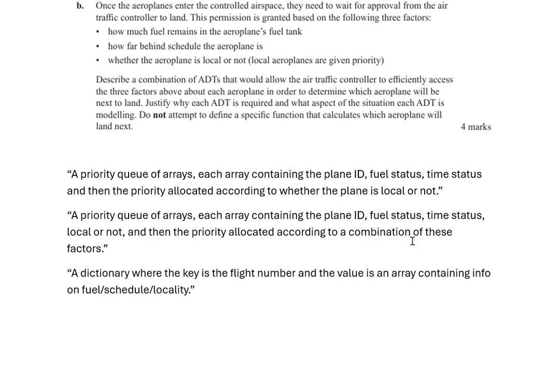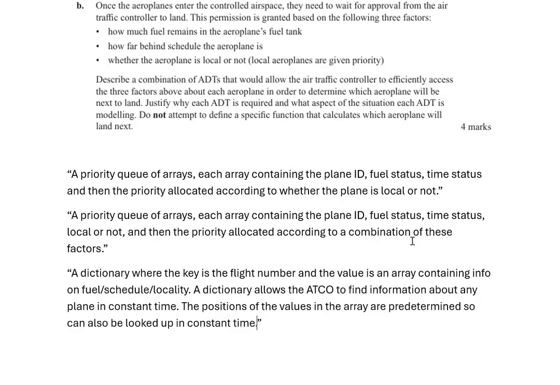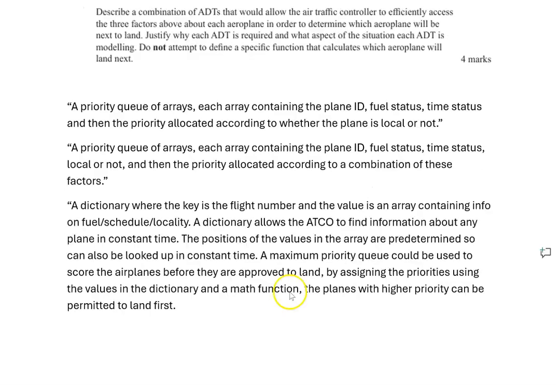However, we haven't justified it. So now we've got to say very carefully, why does this work? So we've said here explicitly, and we've said it's in constant time, that we can look up the array for any given flight, and then we can look up whichever particular value we need about any given flight, about any property of that flight. So that response as it was, I think, should have got all the marks.